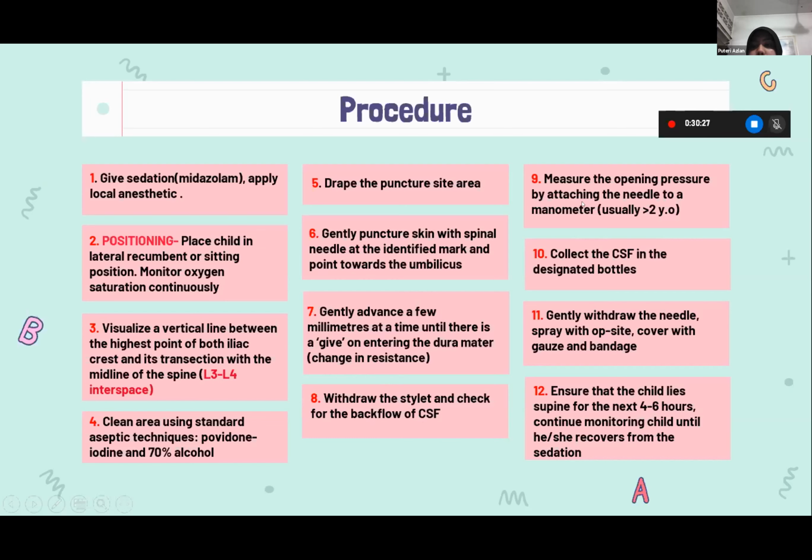Then, usually for patients more than 2 years old, we measure the opening pressure by attaching the needle to a manometer. After that, collect the CSF in designated bottles, usually 3 to 4 or 4 to 5. And then gently withdraw the needle, spray with opsite, cover with gauze and bandage. Then lastly, ensure that the child lies supine for the next 4 to 6 hours to minimize the post-procedural headache, and continue monitoring the child until they recover from sedation.